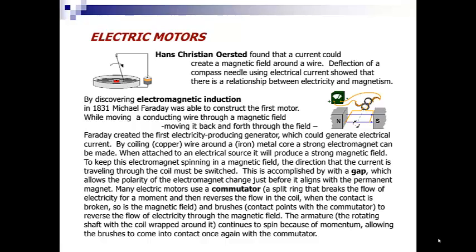Many electrical motors use a commutator, which is a split ring that breaks the flow of electricity for a moment and then reverses the flow in the coil. When the contact is broken, so is the magnetic field. The brushes are contact points with the commutator and are used to reverse the flow of electricity through the magnetic field. The armature, or the rotating shaft with the coil wrapped around it, continues to spin because of momentum, allowing the brushes to come in contact once again with the commutator.